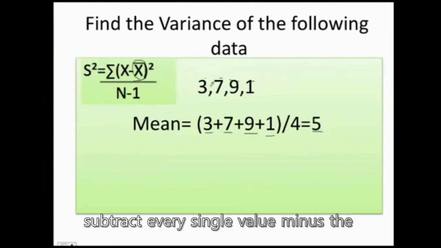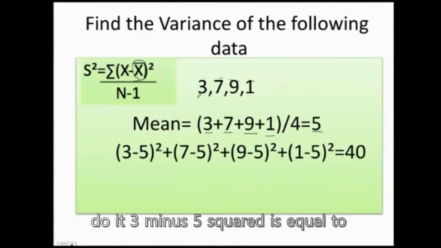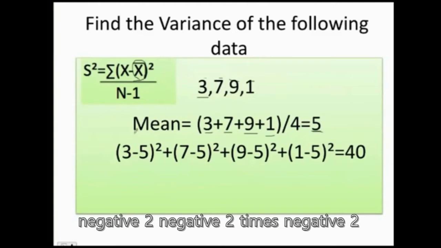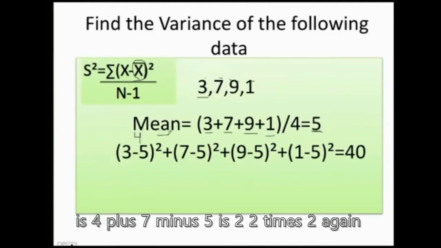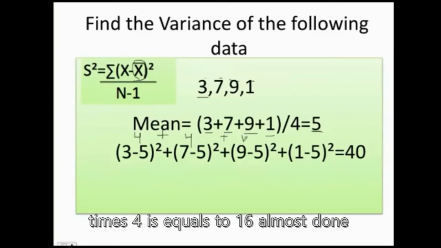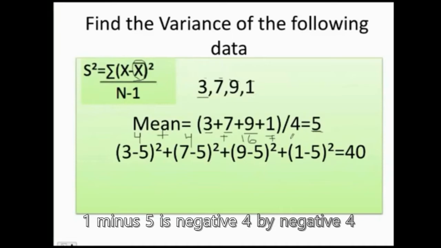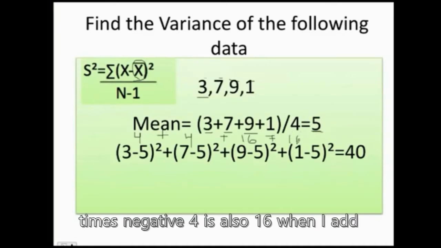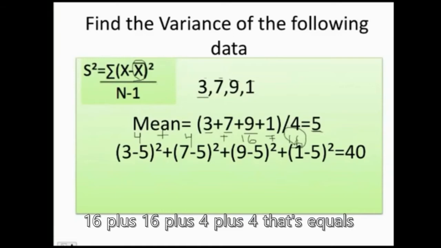Now we're going to subtract every single value minus the mean, and we're going to square it. Let's do it. 3 minus 5 is negative 2, squared. Negative 2 times negative 2 is 4. Plus 7 minus 5 is 2. 2 times 2 again is 4. 9 minus 5 equals 4. 4 times 4 equals 16. Almost done. 1 minus 5 is negative 4, but negative 4 times negative 4 is also 16. When I add 16 plus 16 plus 4 plus 4, that equals 40.